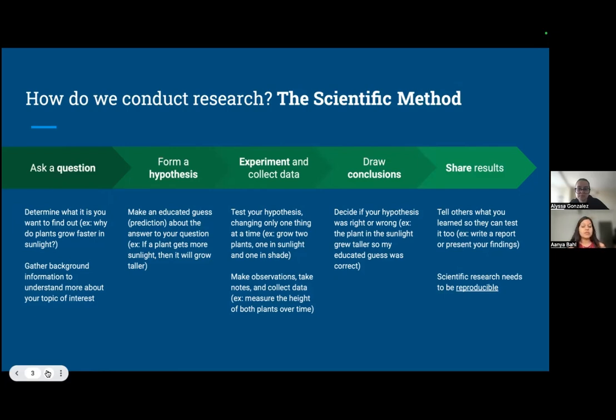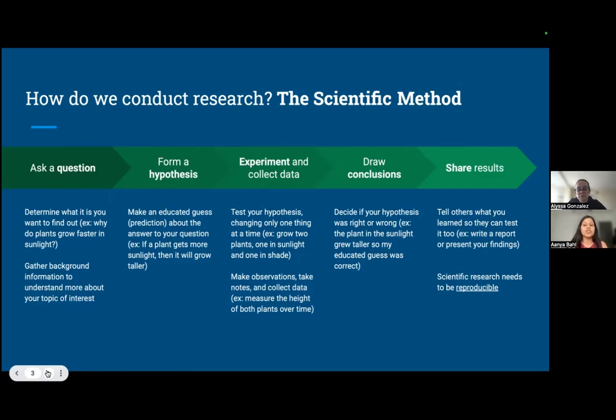The next step is to draw conclusions. So once your experiment has finished, you need to figure out what happened. Is your hypothesis right or wrong? So for example, the plant in your sunlight may grow taller, so your educated guess is correct. Or if it doesn't grow taller, then it's not correct, and you want to question why not.